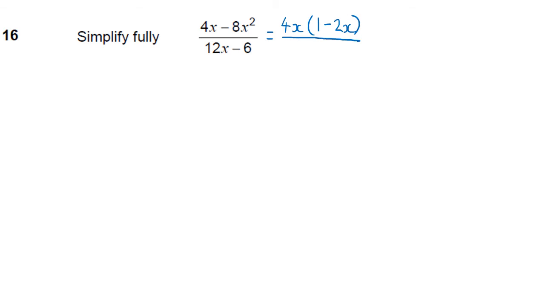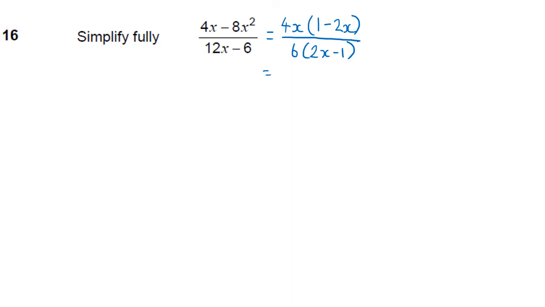Do the same with the denominator. What's common to both of those terms? Well, all I can say here is that a 6 is common to both. So I get 2x minus 1. Okay, so that's the first step. Doesn't look like we can do much.